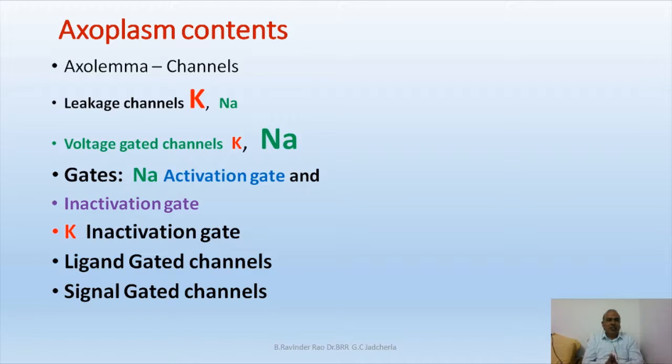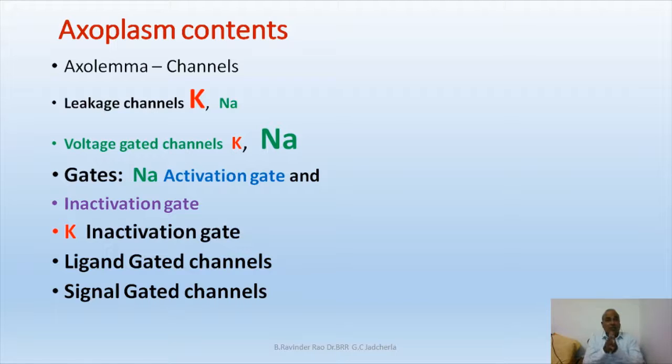Let us know the other thing also. Some channels do not have any gates, they remain always open. In the axolemma, some channels remain always open. Such channels which are always open are called leakage channels. There is no control of movement of ions in these channels because there are no closing and opening gates. Friends, leakage channels are more for potassium, so that potassium can come inside or go outside. So potassium permeability is more when compared to sodium permeability because potassium leakage channels are there in the axolemma. Sodium leakage channels are very, very rare.